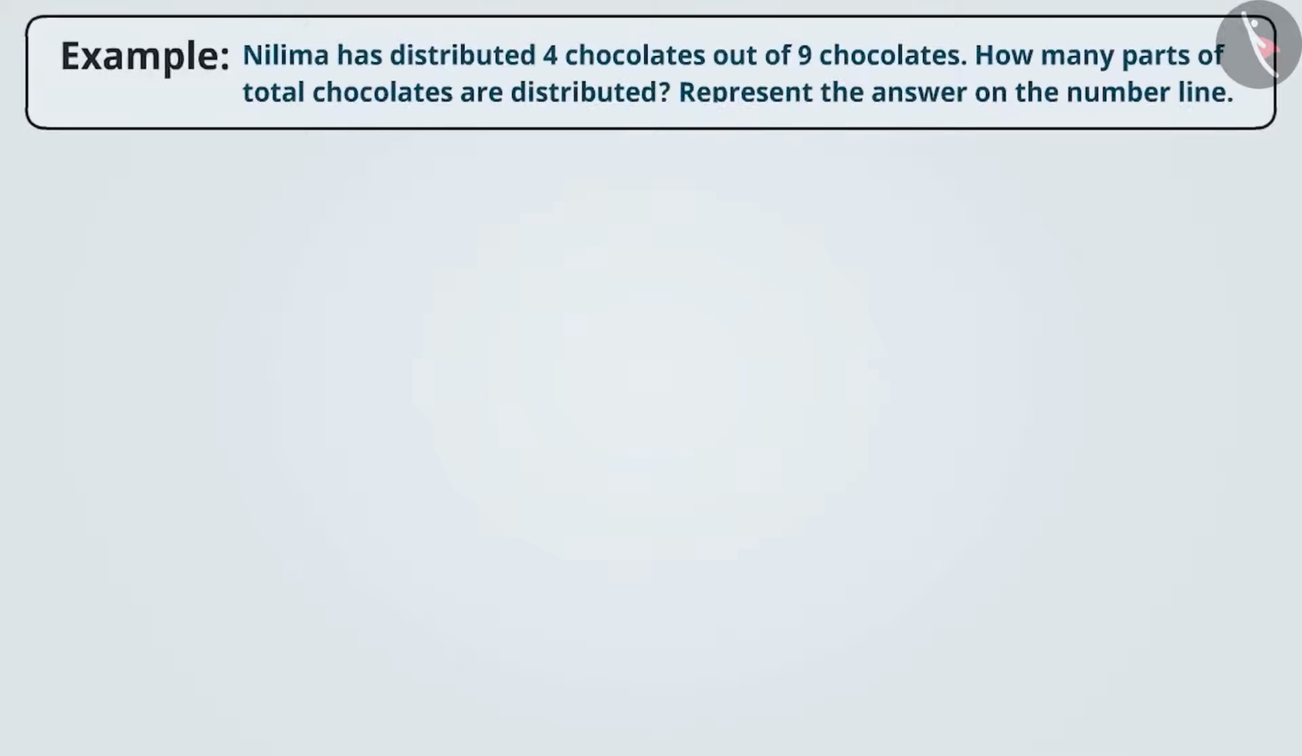Next example. Nilima has distributed 4 chocolates out of 9 chocolates. How many parts of total chocolates are distributed? Represent the answer on the number line.